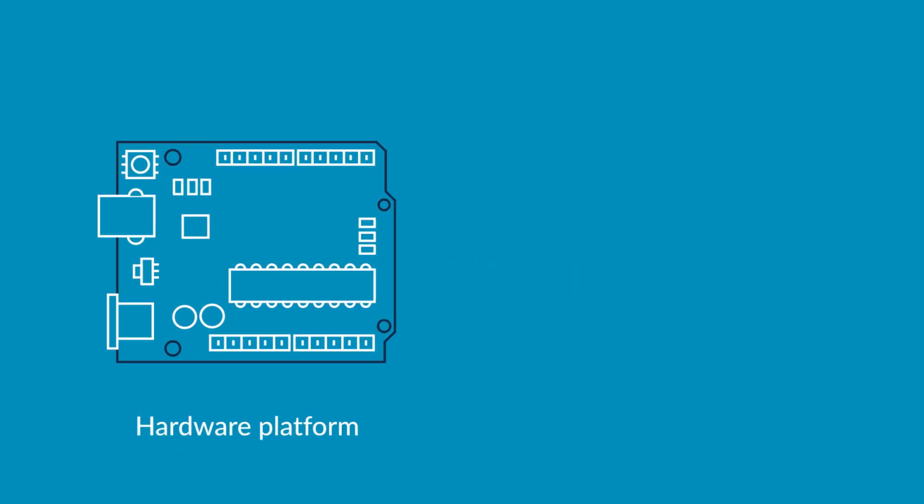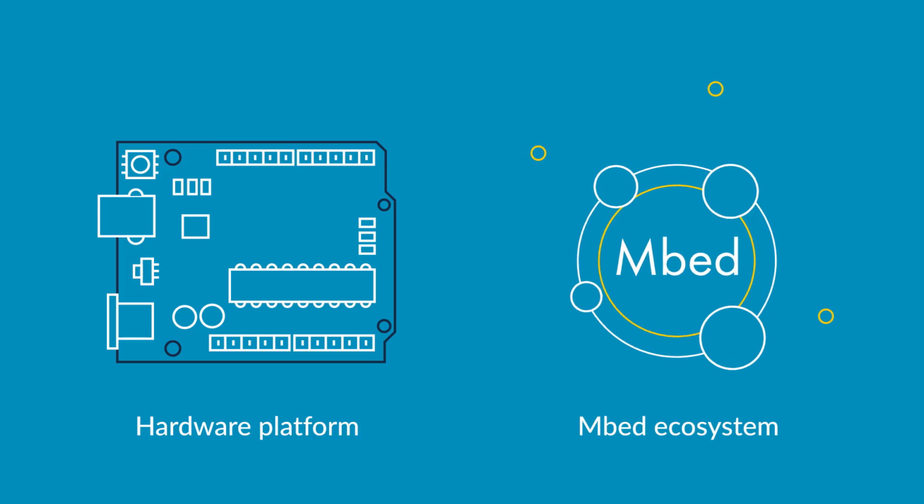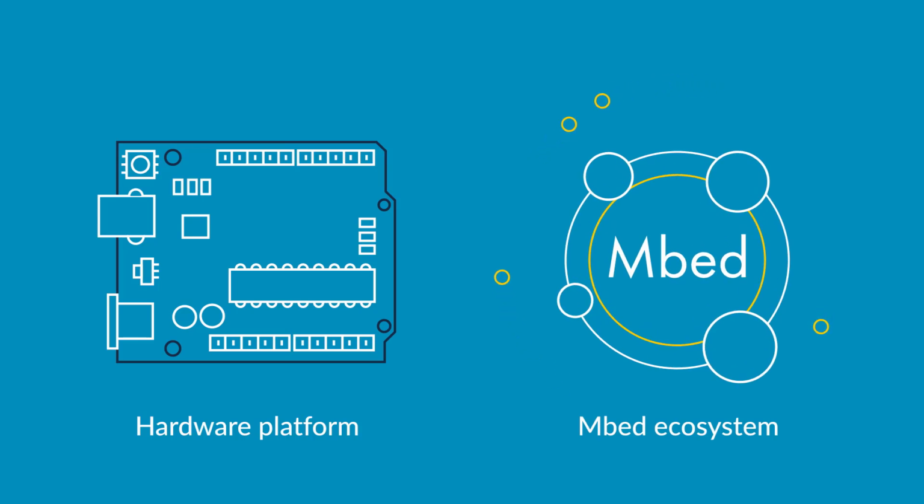In this lab, we will introduce the hardware platform that is going to be used throughout the course. This will be the ST Disco L475VG. We will also introduce the ARM Embed development ecosystem to get you familiar with the development process that we will be following in future labs.